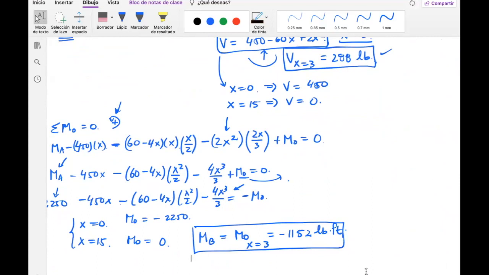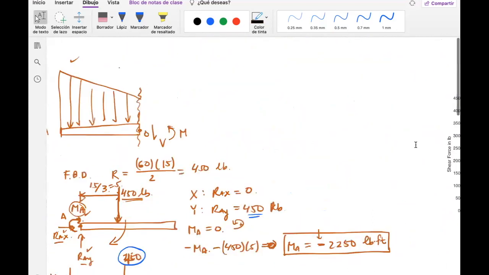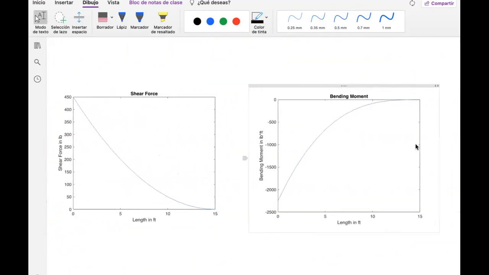And finally, I want to show you that I graphed these equations. So you have the shear force beginning at 450, and then it goes to 0 when the length of the beam is 15. And for the bending moment, it starts at minus 2,250, which is this point over here, and it ends at 0 when you reach 15. This one is a quadratic equation. This one is a cubic equation, but you can calculate it with not much of a problem.